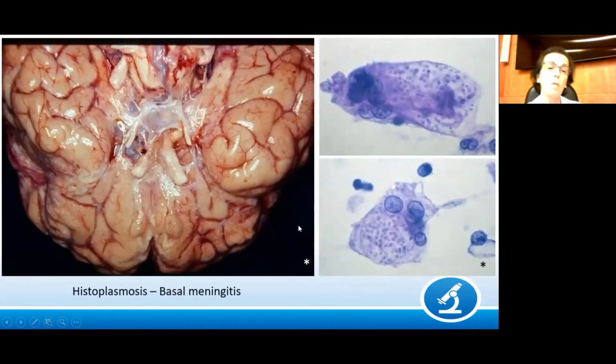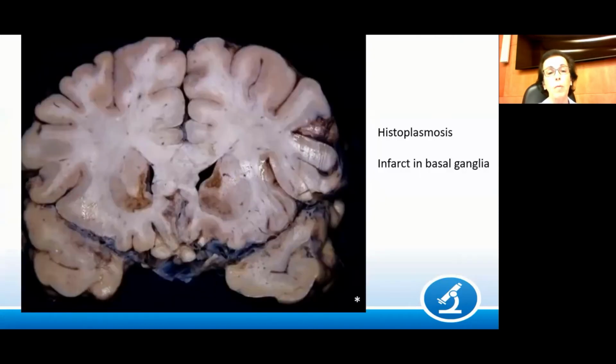Another one is histoplasmosis. This was also an AIDS case more than 20 years ago. When we saw the macroscopic appearance of the fresh brain, I managed to make a smear, and I could find these multinucleated giant cells full of small yeasts, and these are all Histoplasma. It usually causes a basal meningitis like tuberculosis, and for this reason, the vessels which get inside here can also be obstructed. In this case, when I cut the brain after fixation, I found this infarct in the base of the brain and also in the basal ganglia.